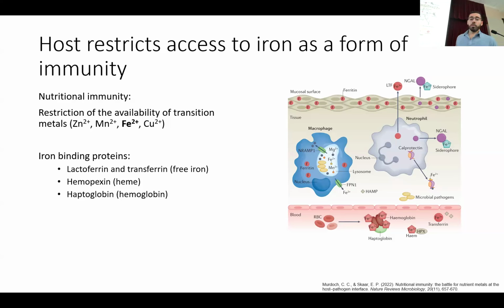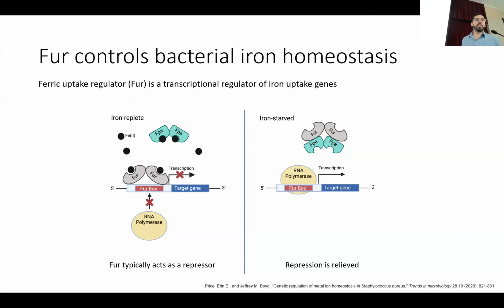So since the host does this, bacteria need to be able to respond and adapt to this iron limitation. In the canonical model for iron regulation in bacteria, they use a protein called Fur, or the ferric uptake regulator. If you're not familiar with Fur, how it acts is pretty simple. During iron-replete conditions, Fur gets metallated, and by being metallated, it's able to bind to a DNA sequence known as a Fur box.